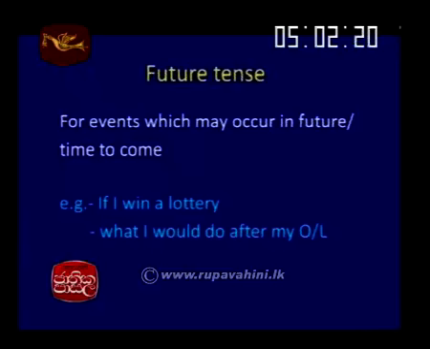For example, if I win a lottery, I have not won yet. What I would do after my O levels?